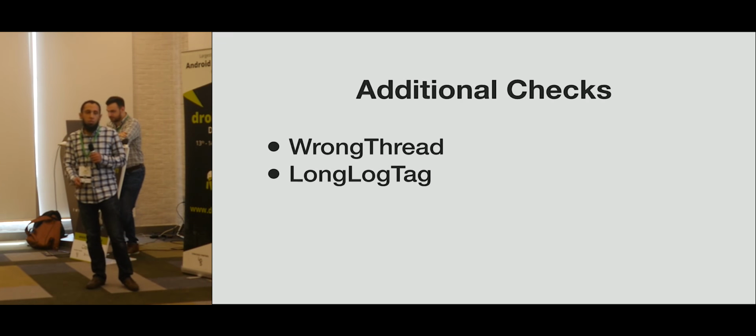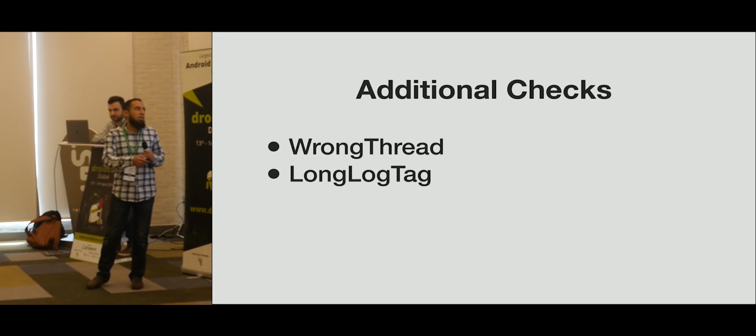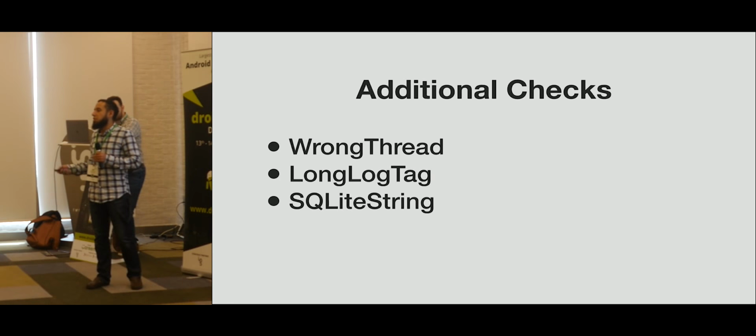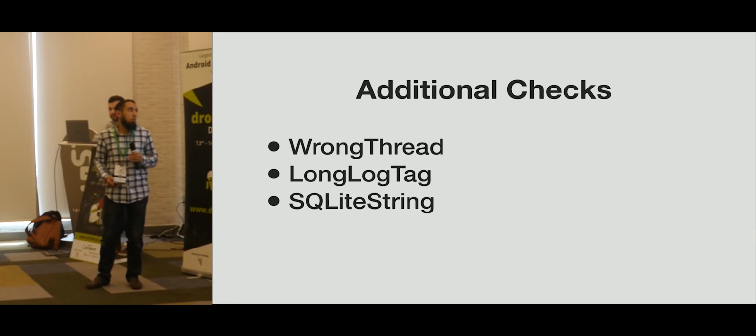We should try to move away from that and use something like Timber or one of the other tools so that we don't leak sensitive information in production. But needless to say, a lot of people, when they do this, set the tag to be the class name, but they don't realize that Android truncates it after 23 characters. So again, Lint will tell you about this.